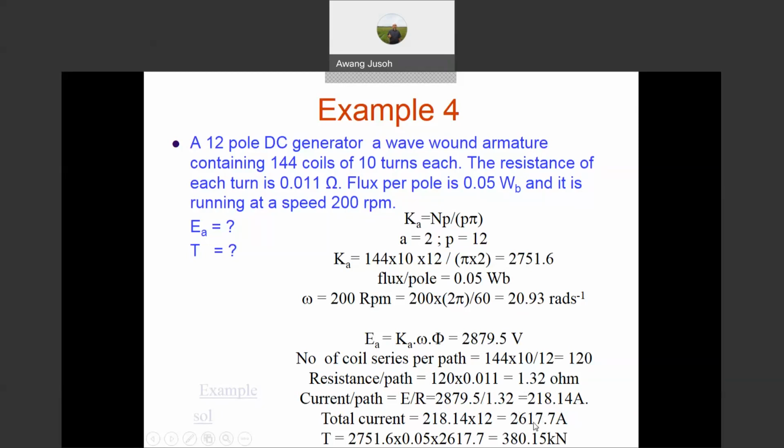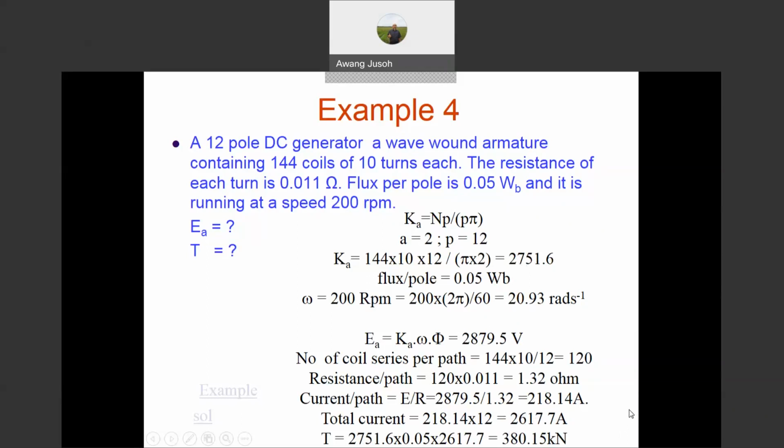IA, armature current. And the torque can be calculated by K flux IA. This is the K, the flux equal to 0.05, and IA equal to this number. Then you can get the torque produced in this machine. I think this is very clear for you to try to solve some problems here.